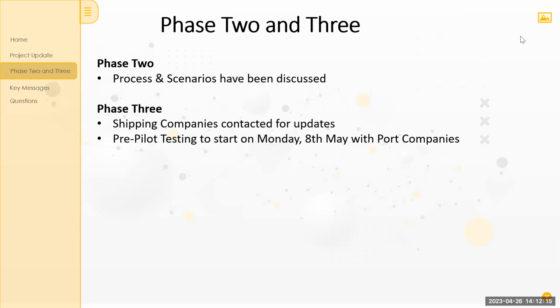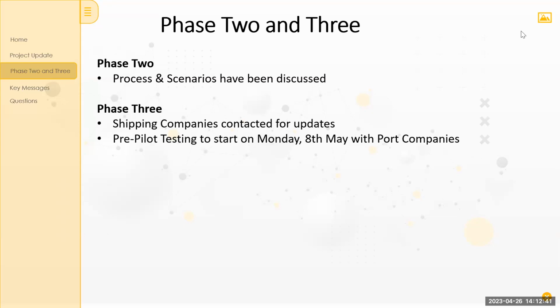Yep. So just on phase 2, we're currently working through some process and scenarios with some of our pilot partners. Phase 2 is around the movement of devanned or deconsolidated cargo, which comes out of the FAK container at your facility, and then a piece of that cargo needs to be moved on to a different facility for clearance.